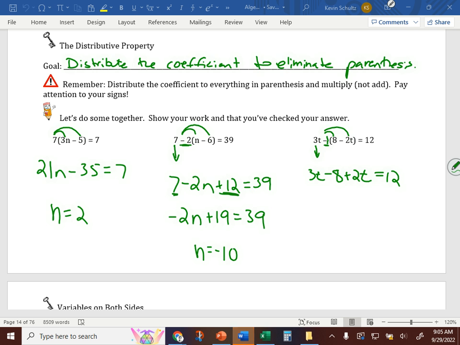Now, like terms, get a new voice. Somebody I haven't heard from yet today. Nick! What can we combine is my question. Sam? Yes. 3t and a positive 2t is a 5t. And there's our two-step equation. 5t minus 8 equals 12. Add 8, divide by 5, and t is 4.